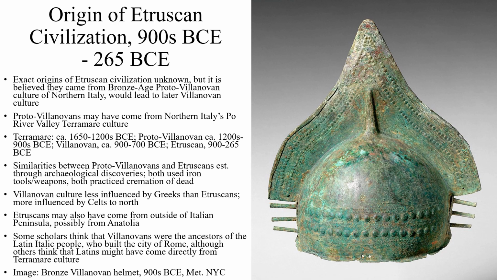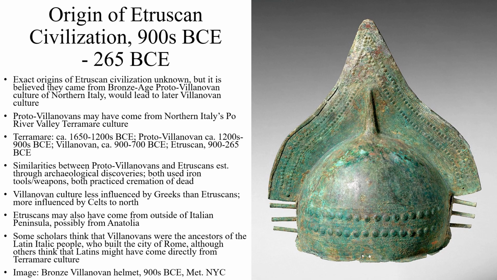The Villanovan culture, which sort of splits off from Proto-Villanovan about the same time the Etruscans come around, seems to be less influenced by other Mediterranean cultures, like the Greeks, for example. They seem to have had more connections with Celtic peoples that were to the north, like in northern Italy, and then in what is now southern Austria and southern Switzerland. The Etruscans, however, are going to have a lot of connections with the Mediterranean world, particularly with the Greeks.